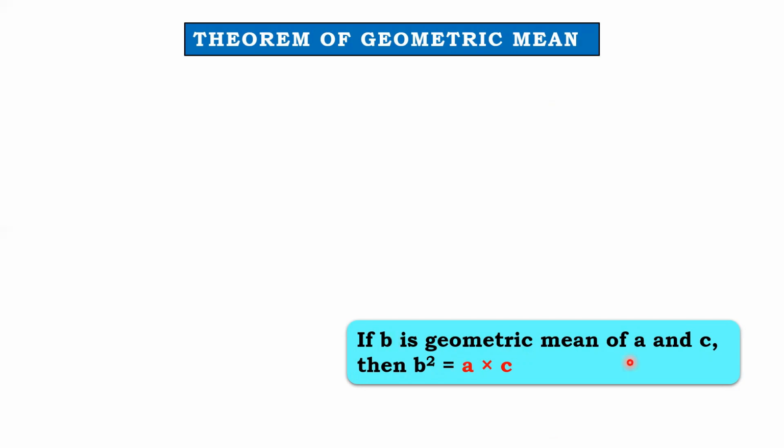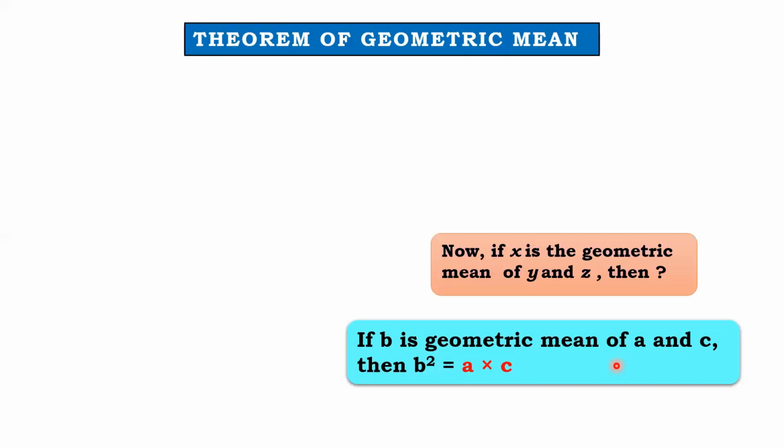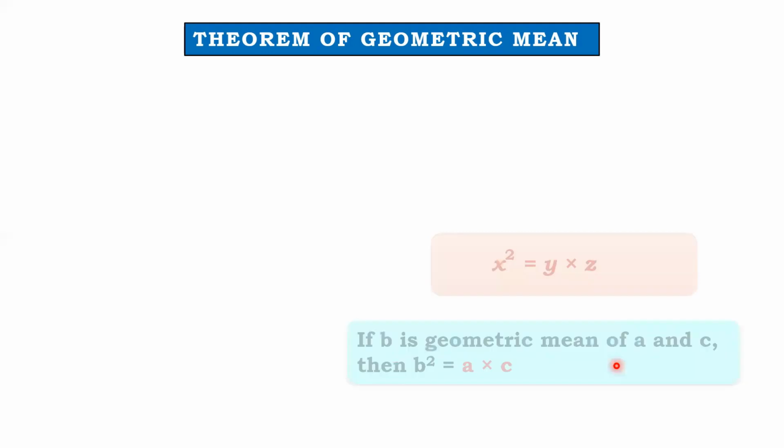Now B is geometric mean of A and C, that means this is English. If I say B is geometric mean of A and C, you must be able to say that equation in math. If B is geometric mean, that means B square is equal to A into C. Got it? This is the meaning of geometric mean. X is the geometric mean of Y and Z. What is the equation? We can say X square is equal to Y into Z. So if you have understood the meaning of geometric mean, to write it in math, let us see the statement of the theorem.